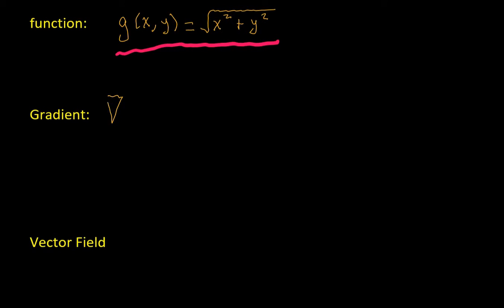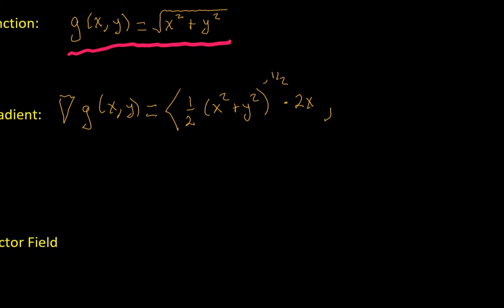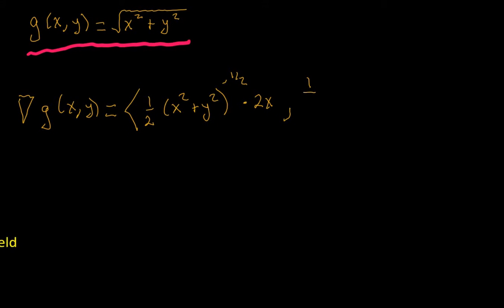looks like this: del of g of x y equals, and the first component will be the x partial derivative, which in this case is 1/2 quantity x squared plus y squared to the negative 1/2 power multiplied by the derivative of x squared plus y squared, which is 2x, and then the y component, which is very similar to the x component, is going to be 1/2 quantity x squared plus y squared to the negative 1/2 power multiplied by 2y.